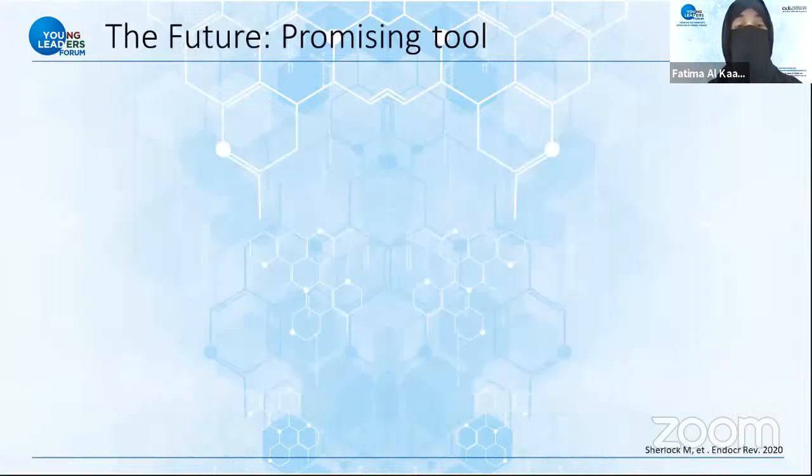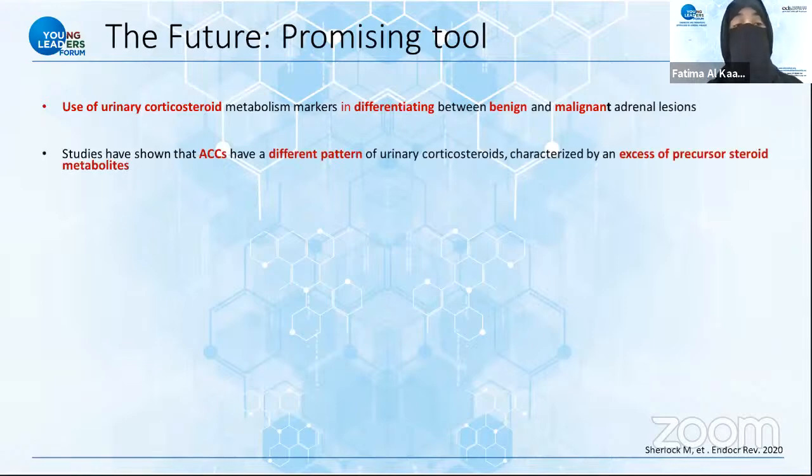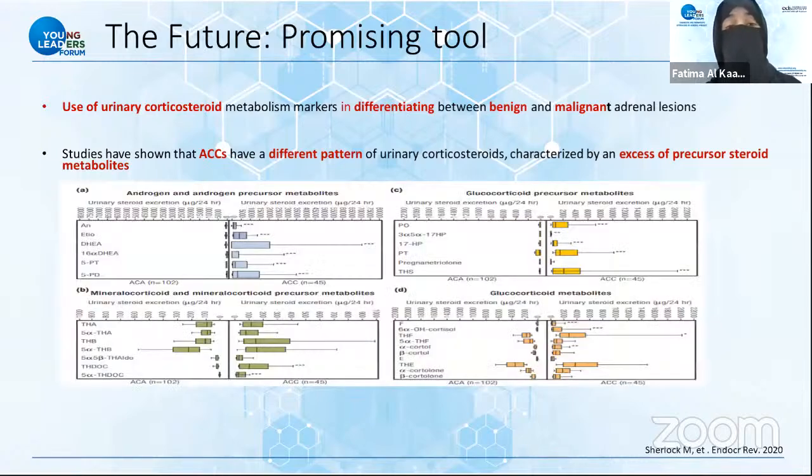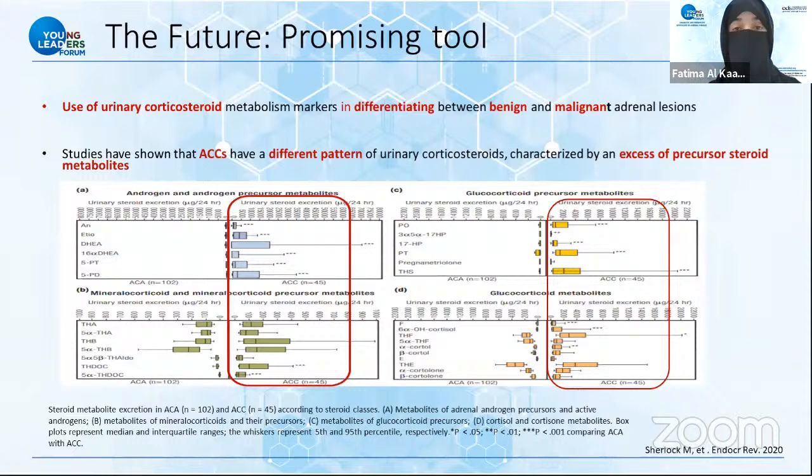I would like to tell you about a future promising tool, which is the use of urinary corticosteroid metabolism markers in differentiation between benign and malignant adrenal lesions. Studies have shown that adrenal cortical carcinoma has a different pattern of urinary corticoids, characterized by an excess of steroid precursor metabolites. You can see here the adrenal cortical carcinoma is different from adrenal cortical adenoma.